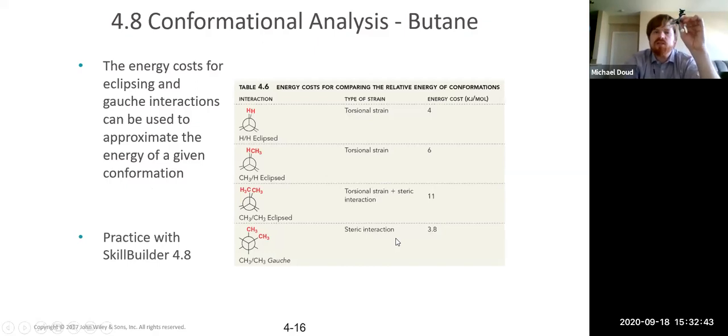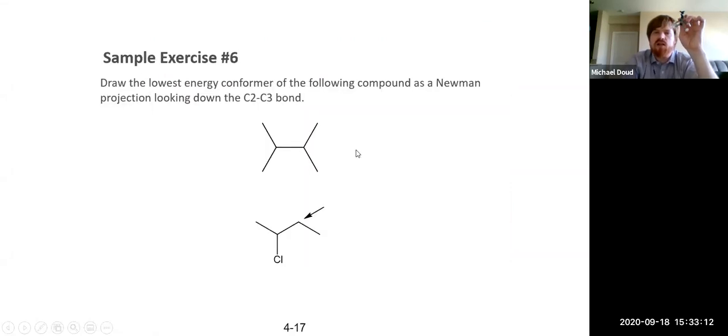Okay, and this table gives you a chart for the relative energy cost for each type of interaction. When you have hydrogen-hydrogen eclipse, that costs 4 kilojoules per mole. Hydrogen-methyl group eclipse, that's 6 kilojoules per mole. Methyl-methyl group eclipse, that's 11 kilojoules per mole. And then methyl-methyl gauche, that's about 3.8 kilojoules per mole. Okay, all right, so that gives us our idea.